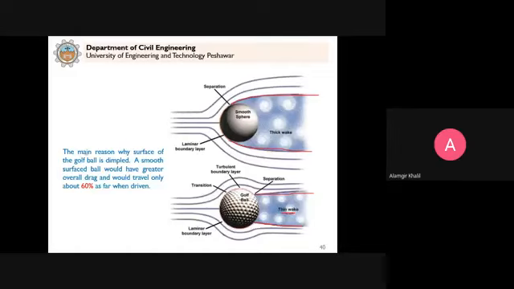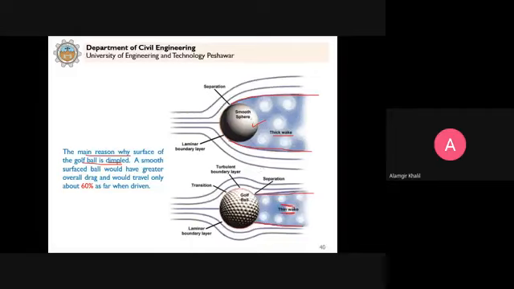So this is the main reason why the golf ball is dimpled. It is not smooth. If you have played golf, you will see that the ball is not smooth. This is the reason. A smooth ball has a thick wake, and by roughening the surface in the form of these dimples or depressions, the wake is made thin. So that's why when you hit a golf ball, it will travel more distance than if the ball were smooth.